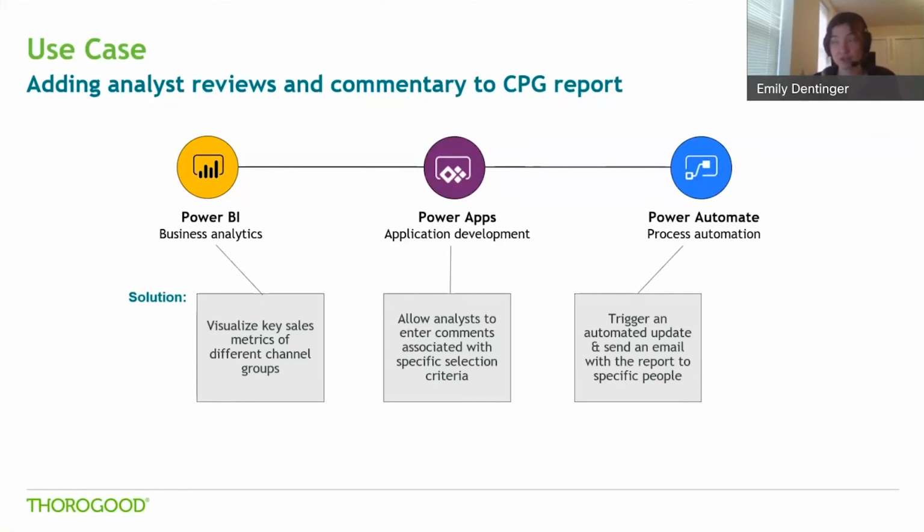The second use of Power Automate in this particular demonstration is to create a real-time updating effect. So when our end users enter a comment or a review in our Power BI report, we want them to be able to see that their commentary was added pretty much in real time. So we're going to use Power Automate to create that real-time effect.